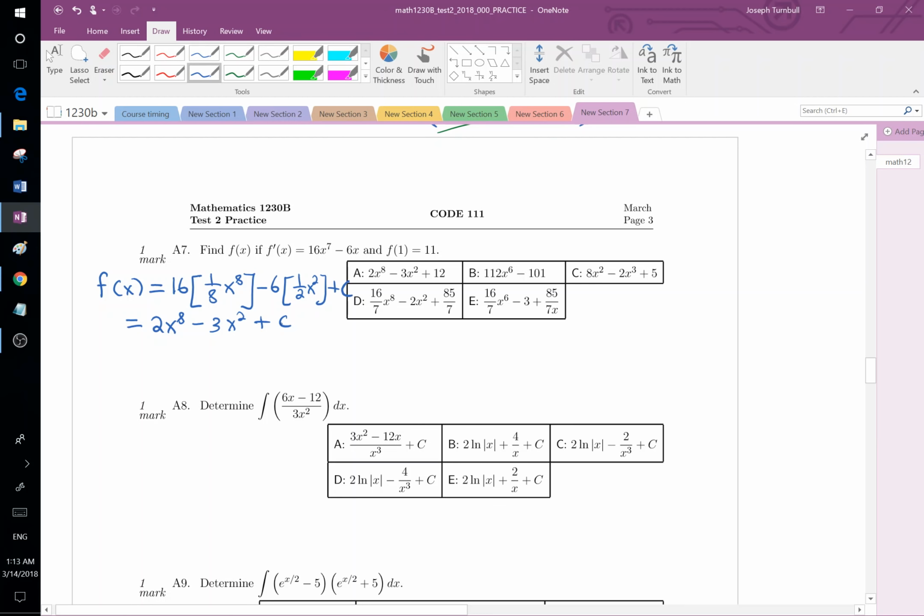Now we're going to use this information that f of 1 is equal to 11. That means we set our function equal to 11 and our x value is equal to 1. And then we're going to rearrange this and solve for c.